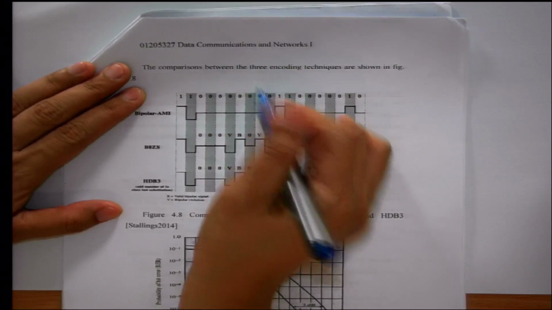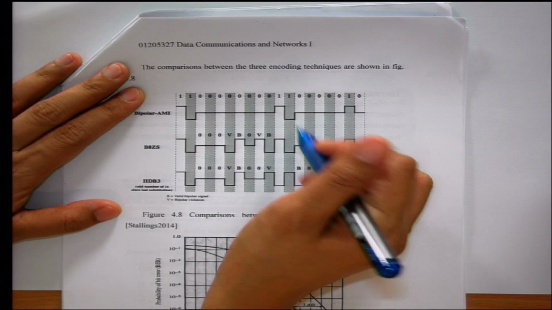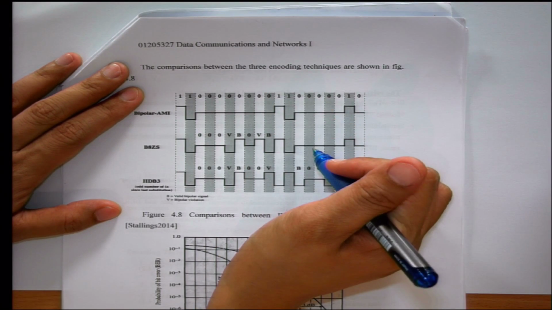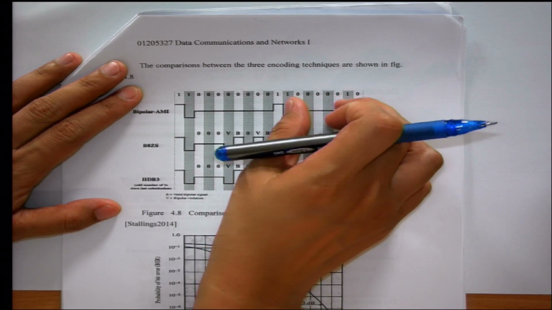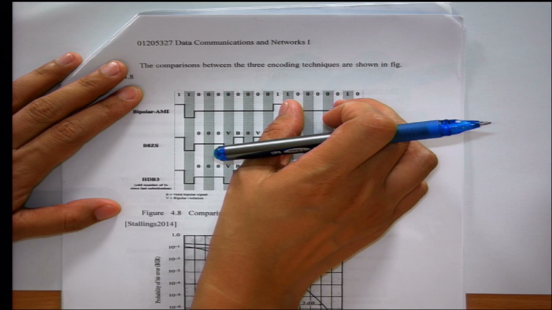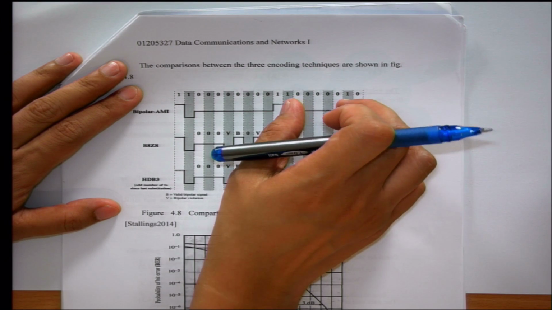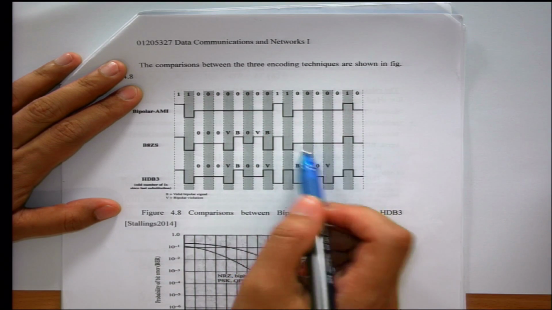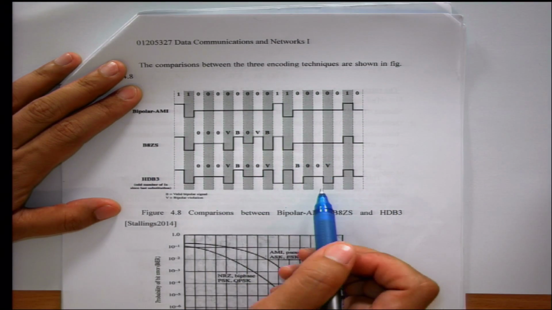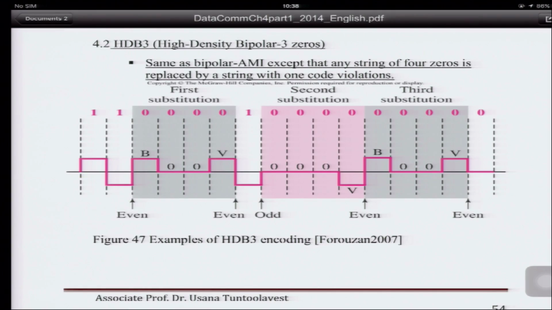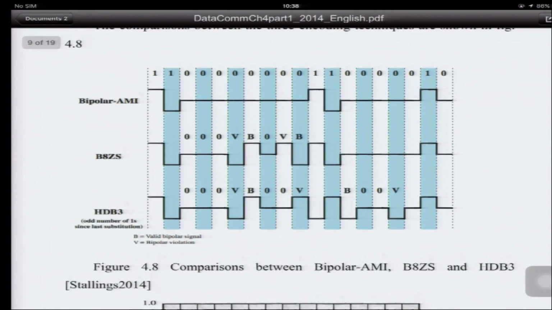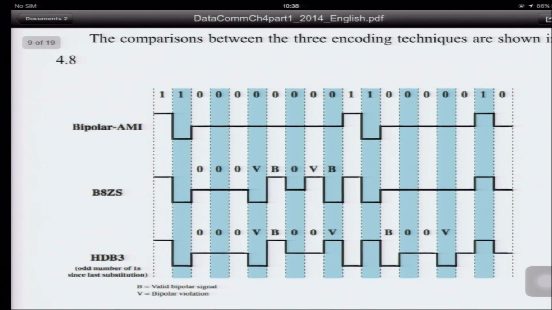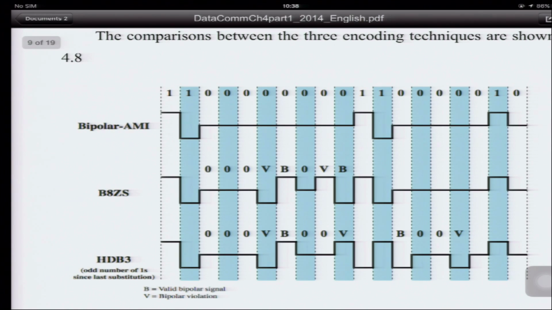If you compare these 2 together, okay, you will see that for the case that you have short runs, like fewer than 8 bits of zeros, okay? The B8ZS will not substitute, but HDB3 will always substitute. This is the case that compares AMI, B8ZS, and HDB3, okay?